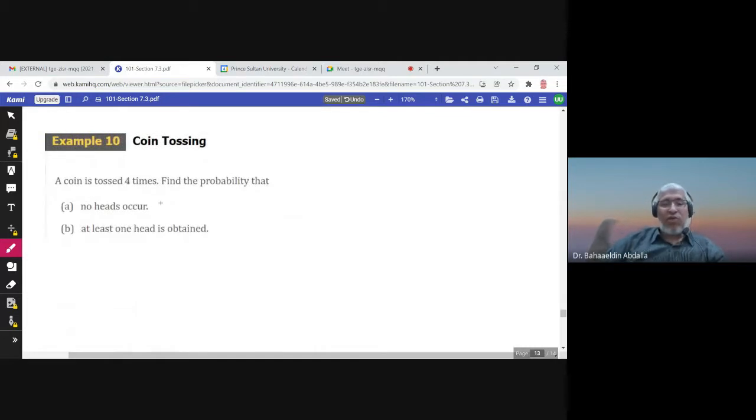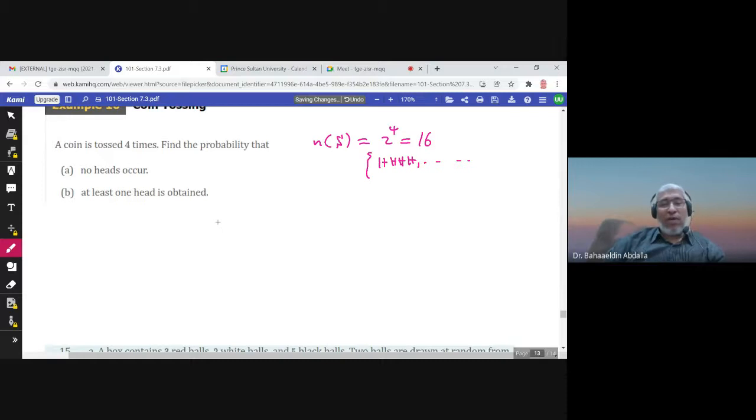A coin is tossed 4 times. When you toss a coin 4 times, how many elements are in the sample space? If you remember, we said 2 to the power 4, which is 16. And one of the possibilities would be head, head, head, head, and so on. No heads occur. No heads, this is the probability of T, T, T, T. And this is 1 over 16 because the number is 16.